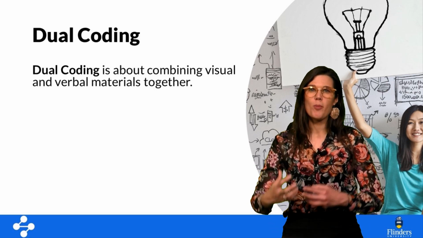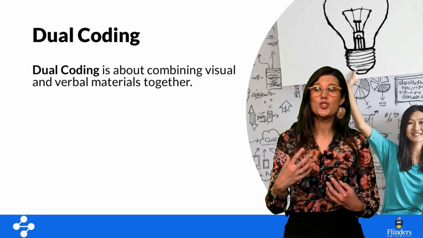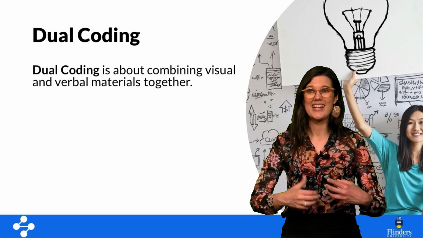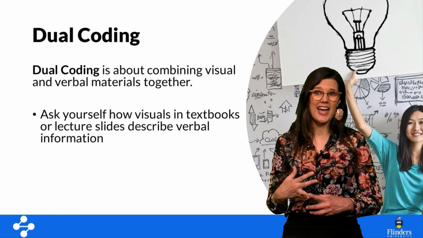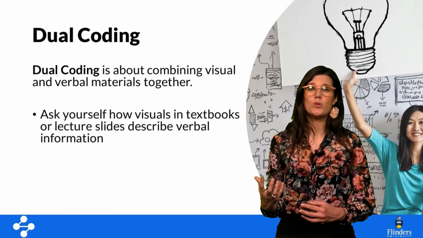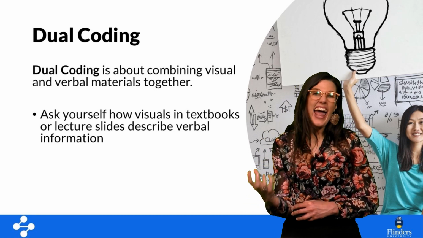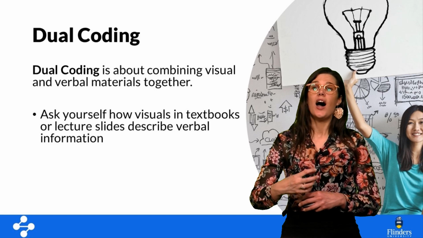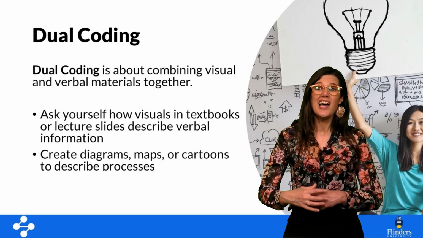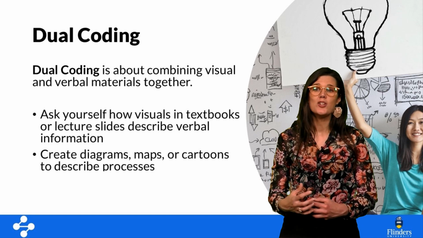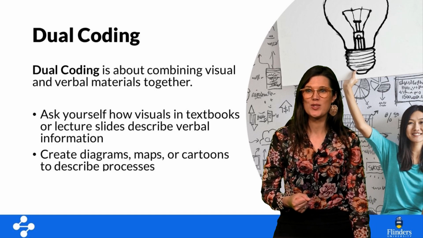We process verbal and visual materials through separate channels, so dual coding gives us essentially two pathways to remembering that same information. So go through your textbook, your lecture slides, and have a look at any visuals that are used alongside the words. Ask yourself and your peers how those visuals represent what is described verbally. You might also create your own diagrams, images, or maps to describe processes and then explain those out loud to yourself or to your study group.